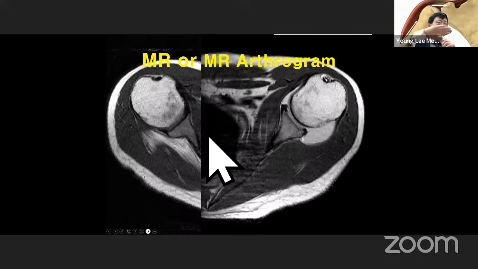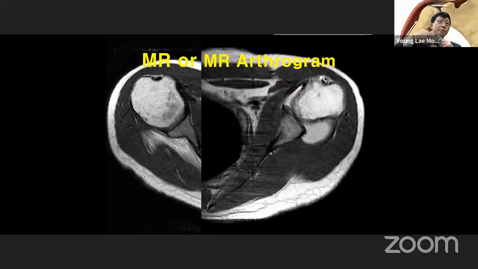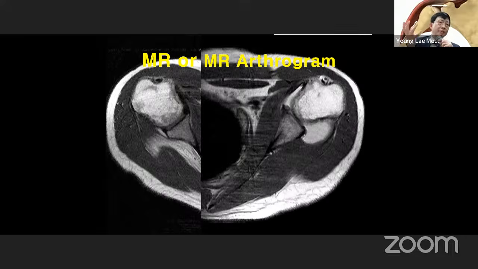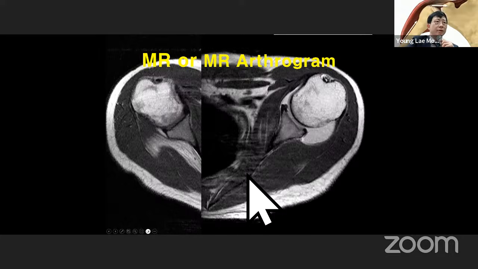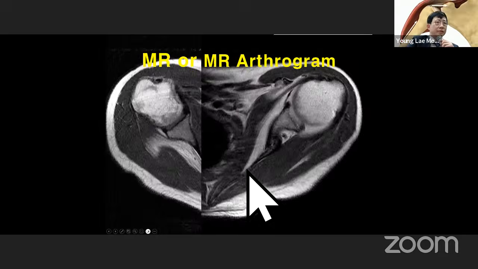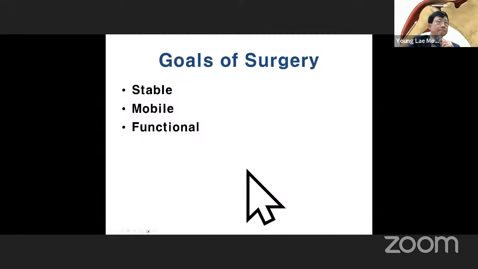Yes, from the sagittal view to the axial view, we evaluate the capacity of the joint and clear the gap of the ligament. Yes, our goal of surgery will be to obtain a functional joint, with a mobile and stable joint.